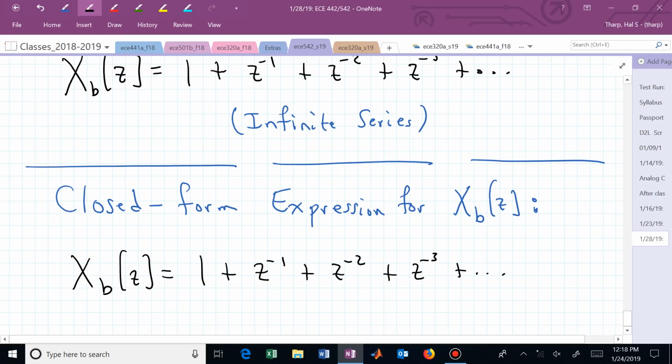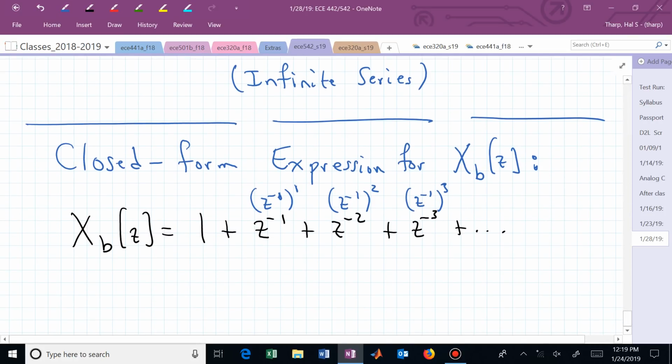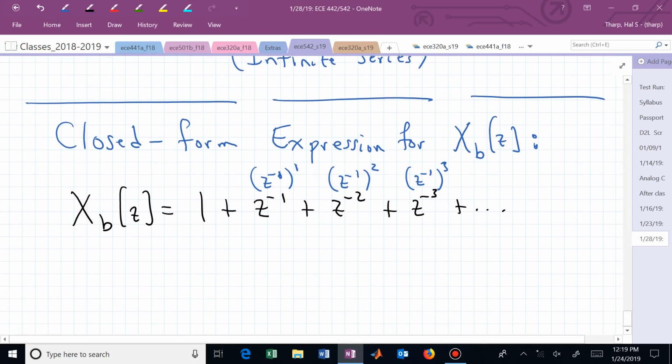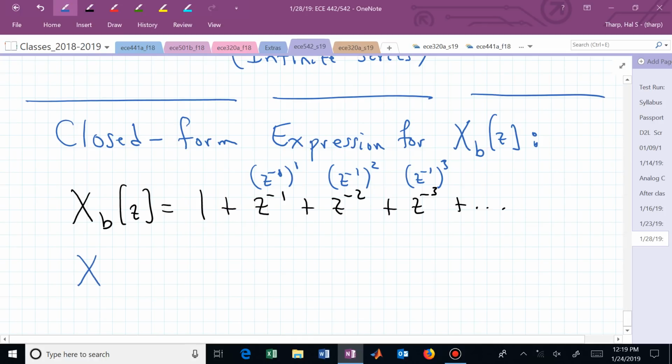That's 1 plus z to the minus 1 plus z to the minus 2 plus z to the minus 3. Now that looks a little odd, but we can clean it up a little bit if we realize that this is z to the minus 1 raised to the first power. This is z to the minus 1 squared. This is z to the minus 1 cubed. So now we just have these higher powers of z to the minus 1 being summed to form capital X sub b of z.